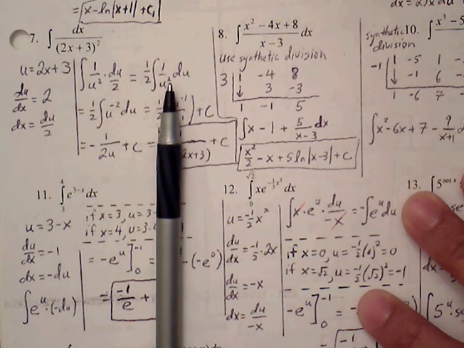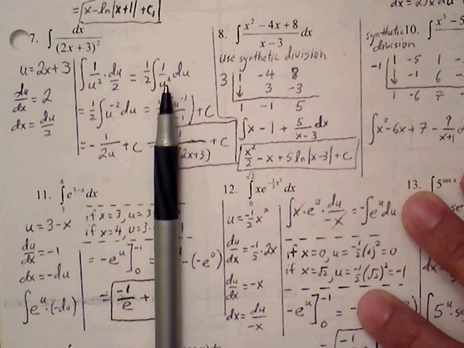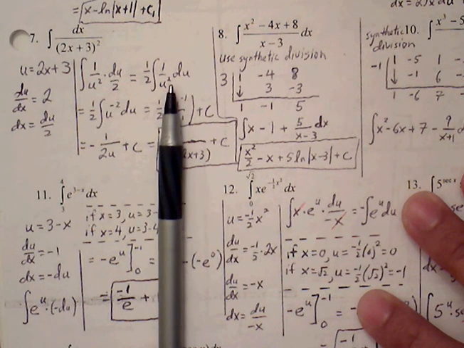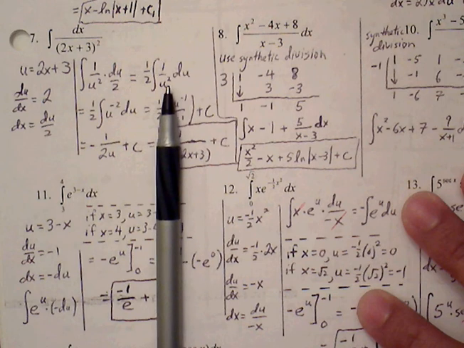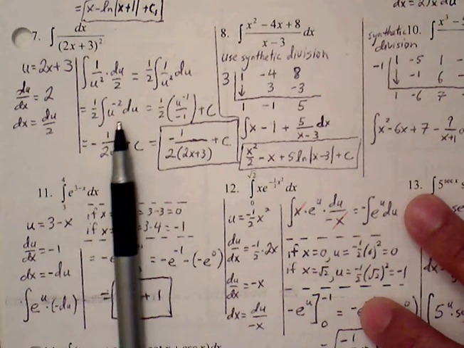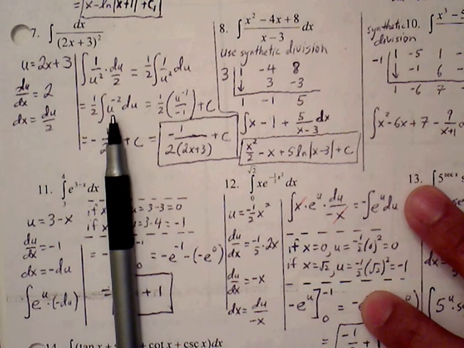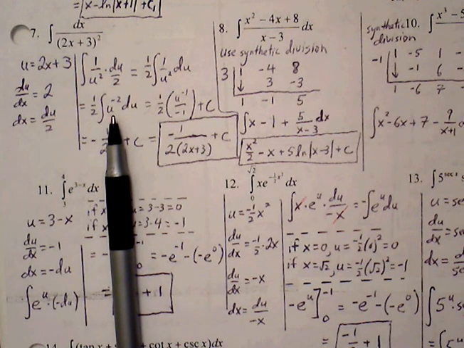But if we think about it, the power rule only works if our variable is sitting up in the numerator. So we have to put this u value up top. So we have to change this to u to the -2. Now we can apply the integral rule using the power rule.